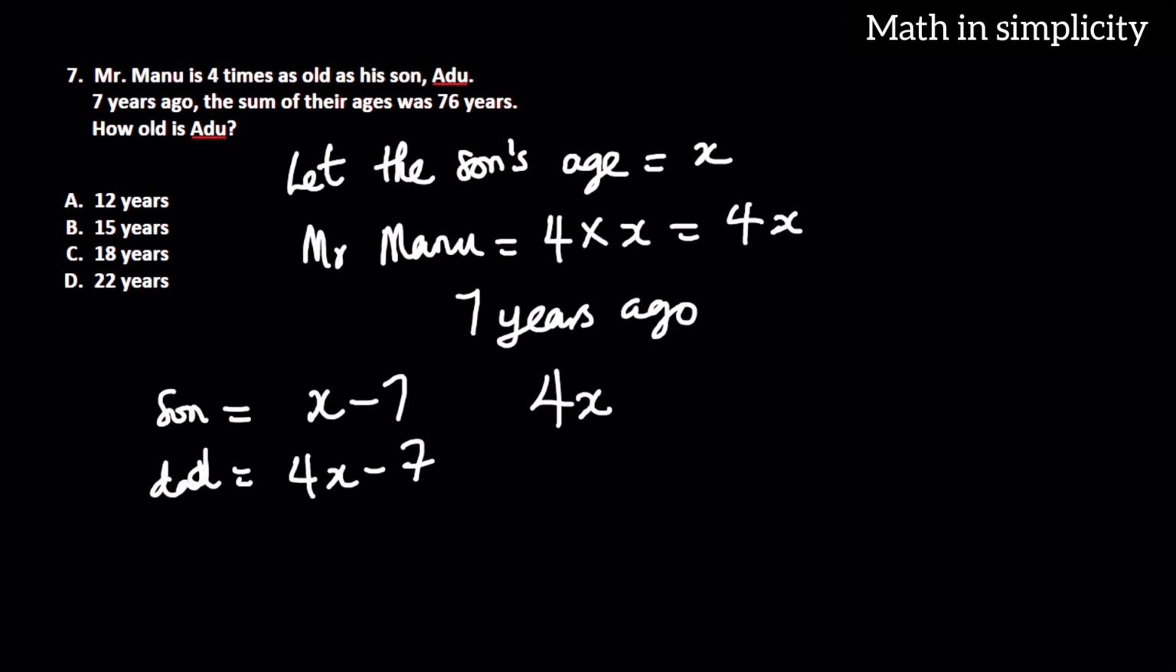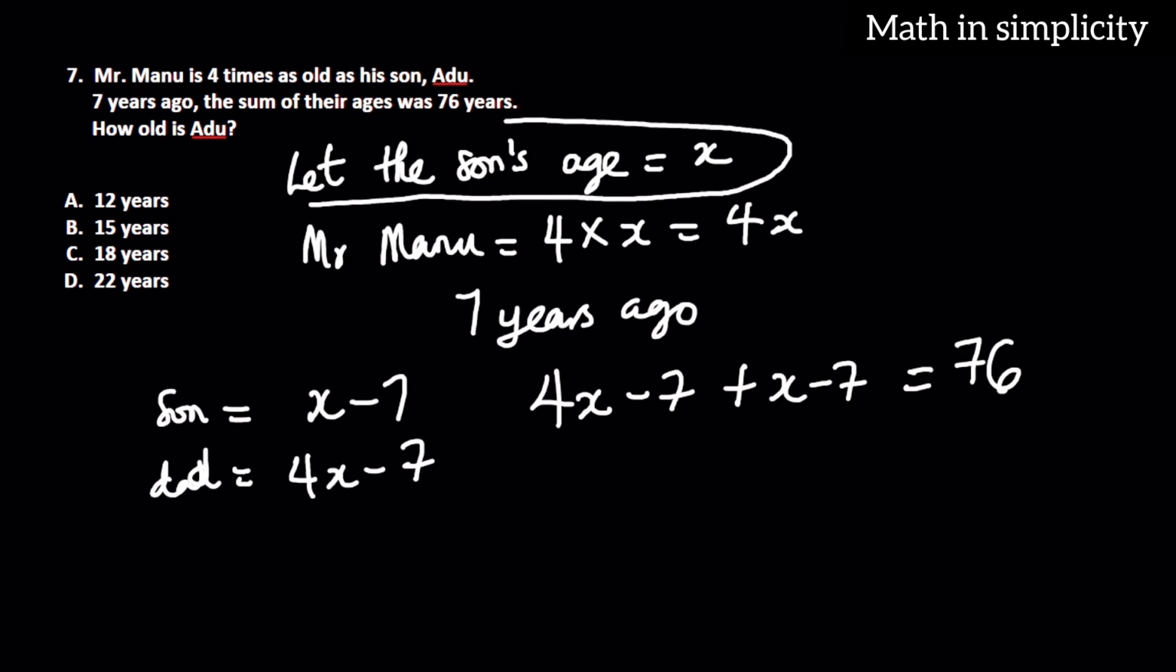So 7 years ago, if you added their ages, that means if you added 4x minus 7, which is the dad's age then, to x minus 7, which is the son's age, you said that the sum was 76, so you have 76. How old is Adu? Remember that Adu's age is x years, right? So if we find x, automatically you have gotten Adu's age. So let's just solve for x.